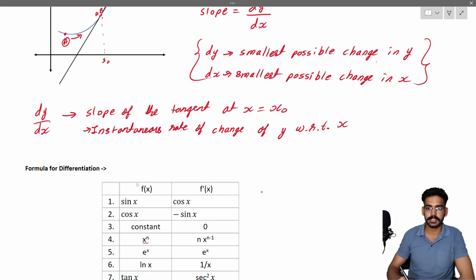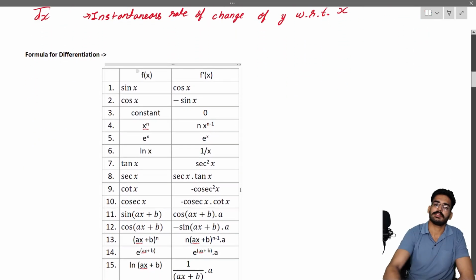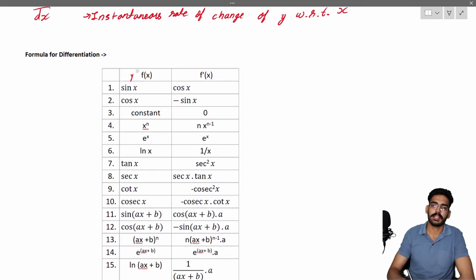Now see, we have some formulas which we will deal with. If my function is y equal to f(x), then what is y dash? If I differentiate sin x, I will get cos x. If I differentiate cos x, I will get minus sin x. If I differentiate a constant, I will get 0. If I differentiate x to the power n, it is n into x to the power n minus 1.